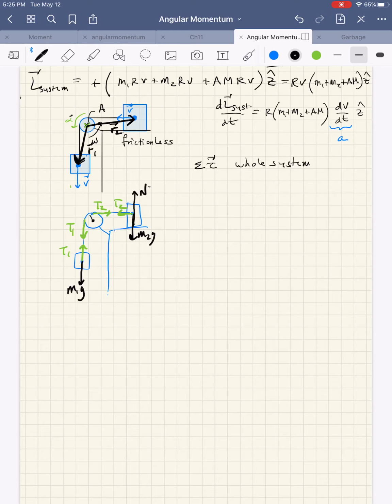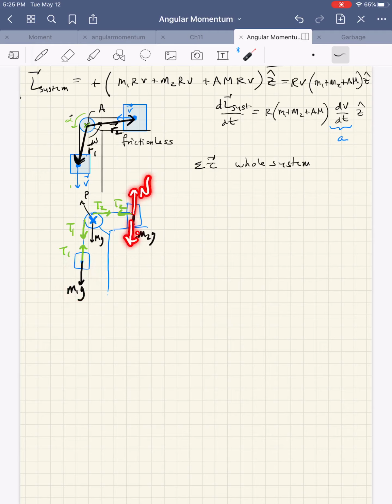I'm going to assume that it's going to point something like this, and also mg acting here. But my axis is here. So right away when I look at the net torque on the system, I already know that the net torque is not going to include P and mg. We've been over this a lot of times, but the torque associated with P and mg is 0 because their R value is 0. So I only have to consider T1, T2, N, M2G, and M1G.